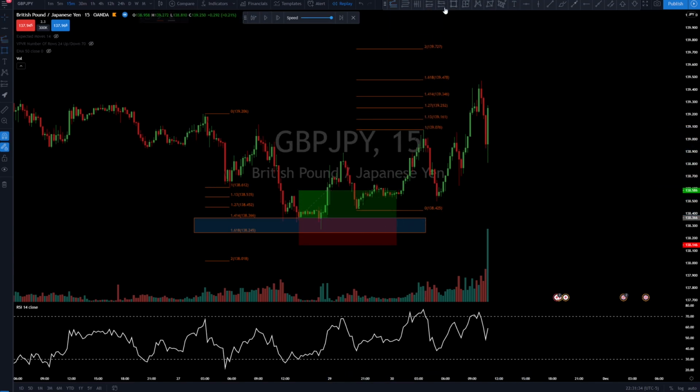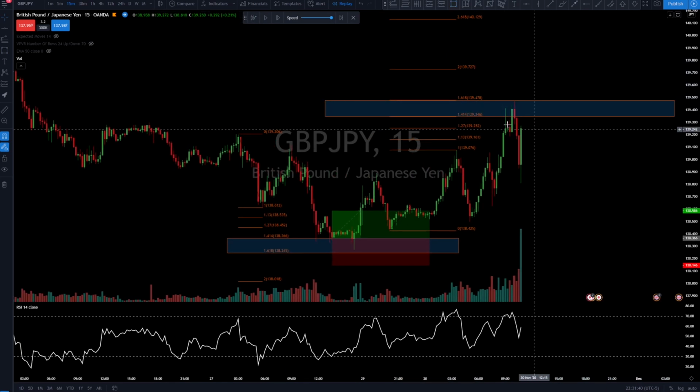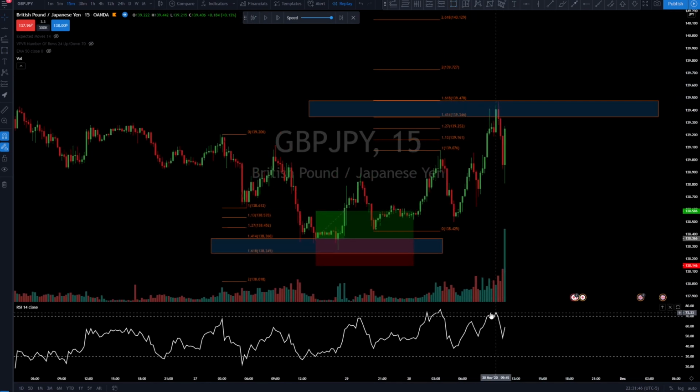Okay, we're going to mark out our zone and look at how this ended up working out. Okay, we have our zone here. This is where we would sell short. When RSI is going overbought, you want to look to sell short.